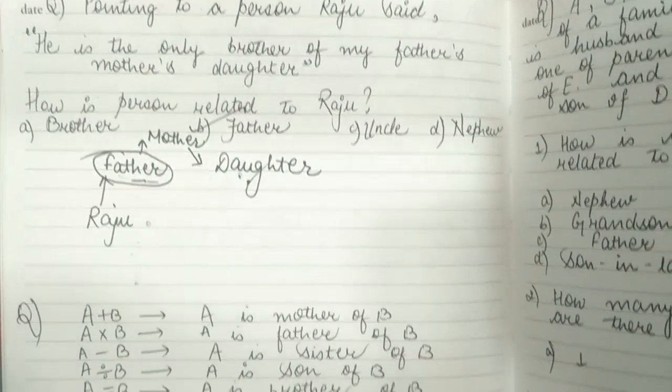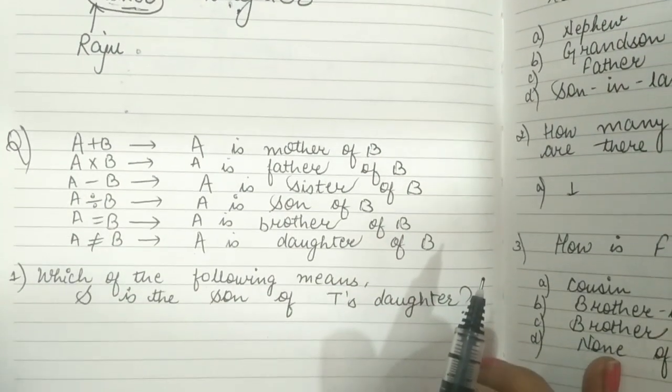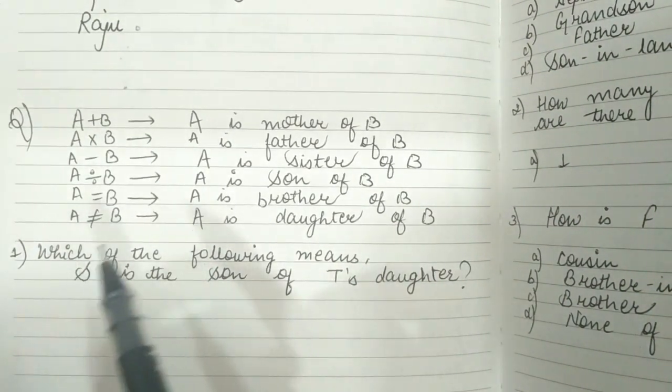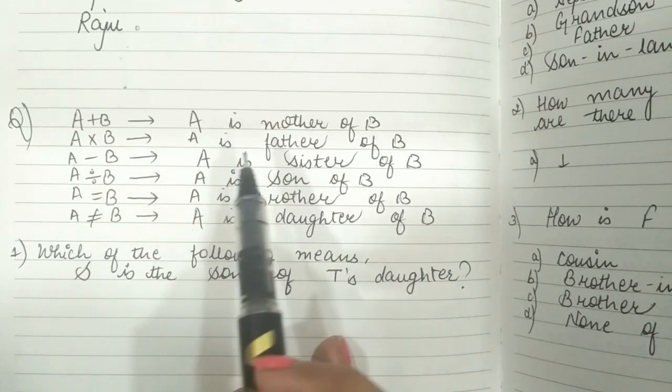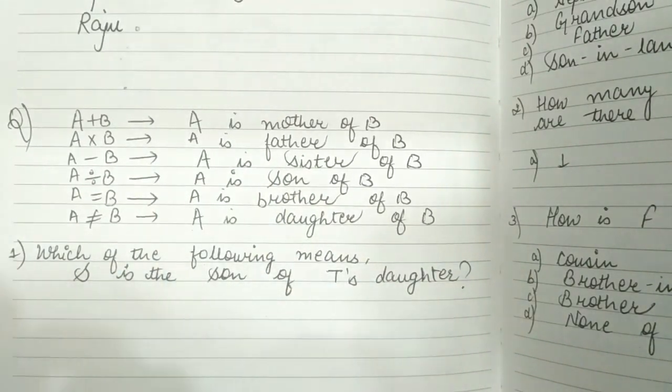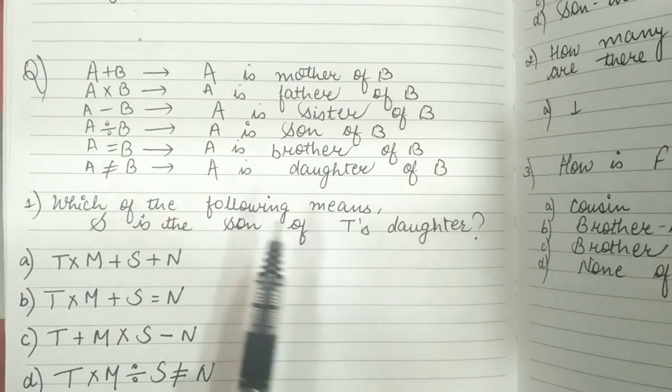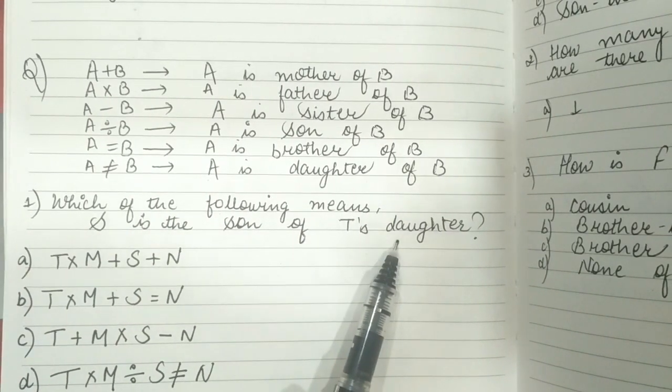Sometimes you will see questions based on a pattern with symbols like A plus B denotes A is the mother of B. Multiply here denotes father of B. And the question will be asked based on these. For example, here it is asked, which of the following means S is the son of T's daughter?